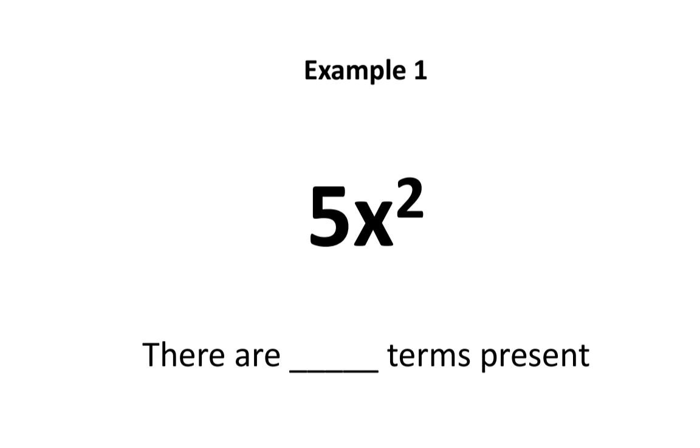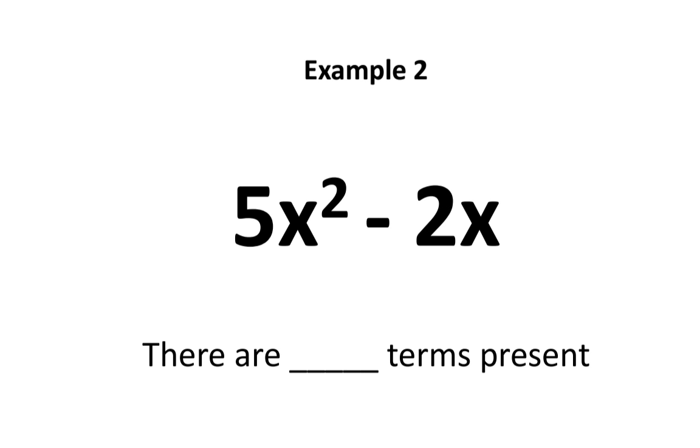In our first example, we have the expression 5x to the power of 2. We want to know how many terms are present. Since this is a combination of a number and a variable, that means there is one term present.